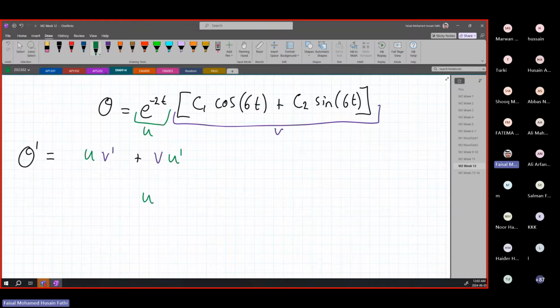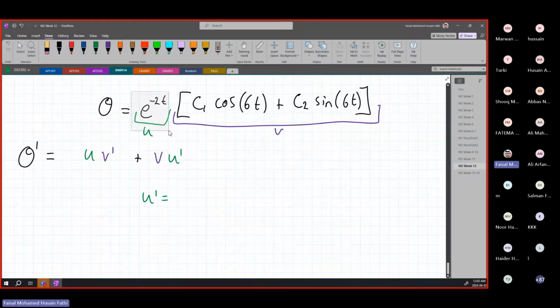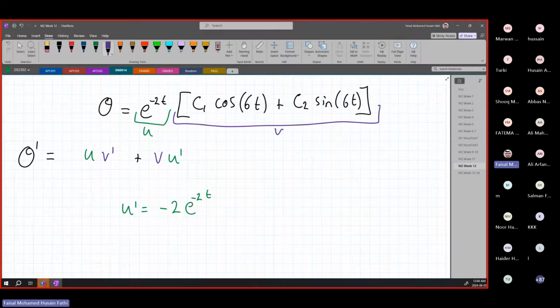So what is our U prime? U is e to the minus 2t. Its differentiation is going to become minus 2 e to the power minus 2t. I am not going to explain why this is the differentiation. You guys should know that very well by now. And V prime is going to be: C1 is a constant, it stays the same, but we have a 6 inside. So it's going to become 6 times C1. It's cosine, so it becomes negative sine of 6t.